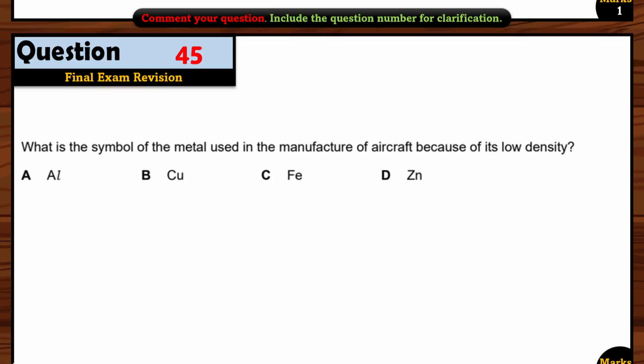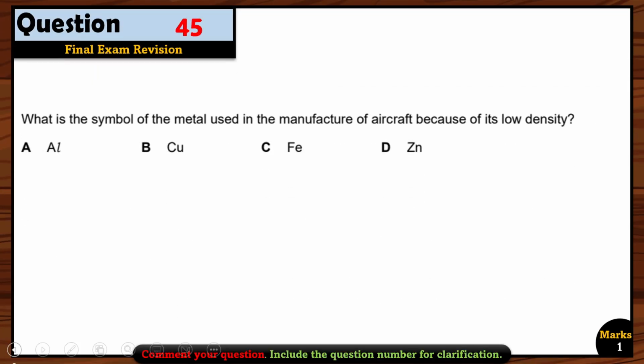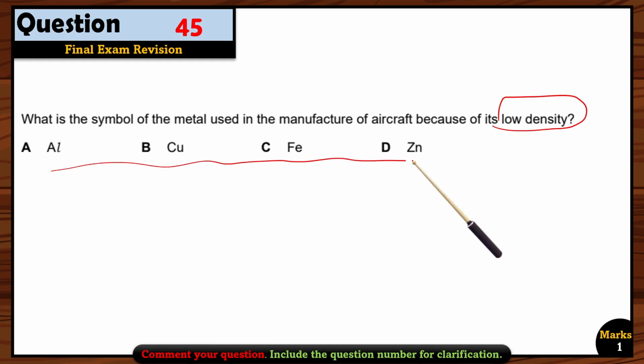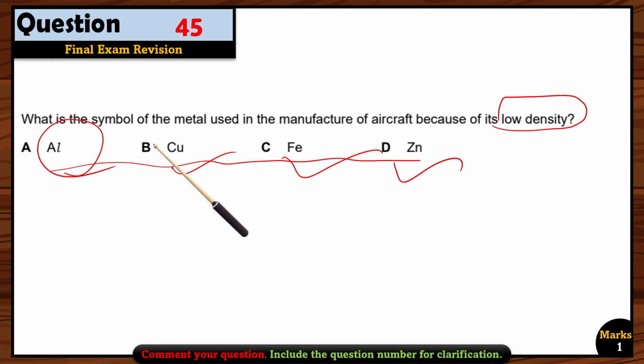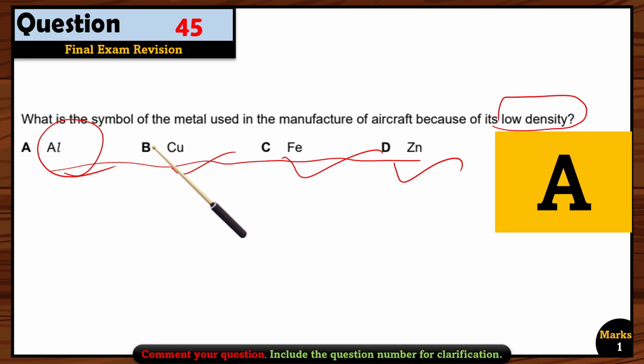Okay. Now let's see another question. Question 45. What is the symbol of the metal used in the manufacture of aircraft because of its low density? Which of the metals has low density? If you are confused by these options, just remember that transition metals have the highest density. All of them are transition metals except aluminium. So aluminium is usually used in the manufacture of aircraft because of its low density. You have to remember that. Even if you get confused, and all options are transition metals and only one is not, that's the obvious option to choose. That is aluminium, the right answer for this question.